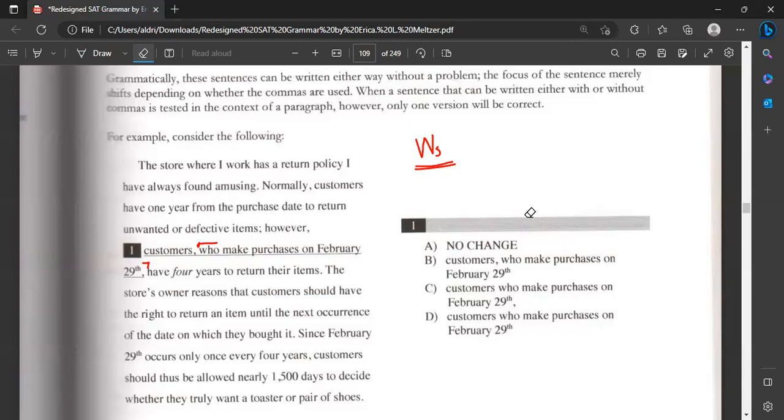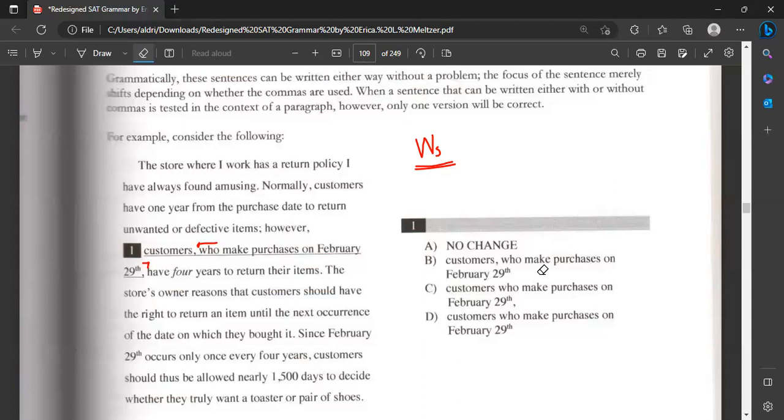And for the same reason, C is wrong because first of all, you can't have one comma, right? You should have two commas. If you're going to make something non-essential, you should have two commas. So if the comma comes after February 29th, it means the first comma making this non-essential is the one coming after however. And then again, if you read without that clause, that doesn't make sense.